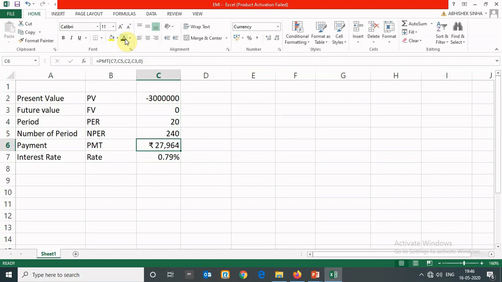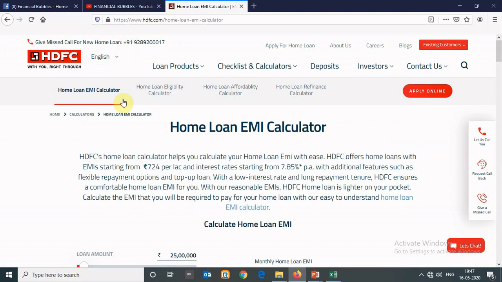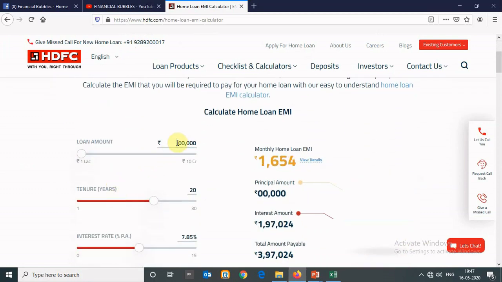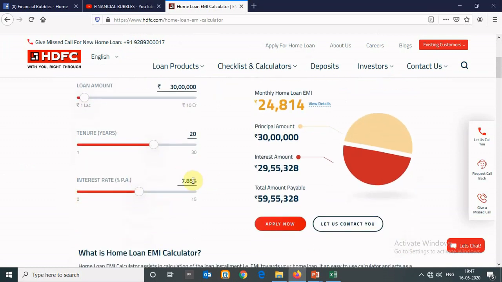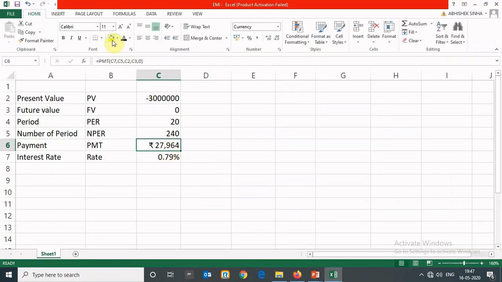We can check it. To check it, I am using an HDFC home loan calculator that you can easily find online. In that, I am using 30 lakhs, then 20 years, and the interest rate I have taken is 9.5. When I tab it, I can easily see that the monthly home loan EMI is coming to 27964, and what we have worked out is 27964. So our calculation is correct here.